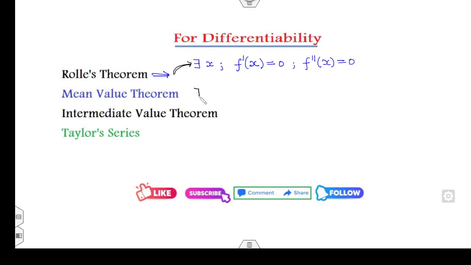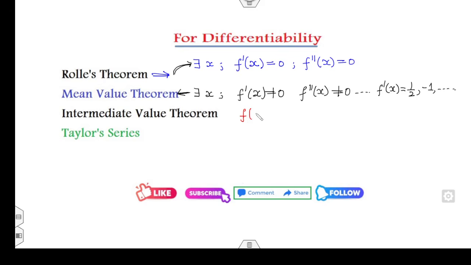On the other hand, whenever they ask you whether there exists any function, any x, so that f dash of x is non-zero, f double dash of x is non-zero, and so on. Non-zero means whenever they have said f dash will be half, -1, and so on, then you can always apply the mean value theorem.